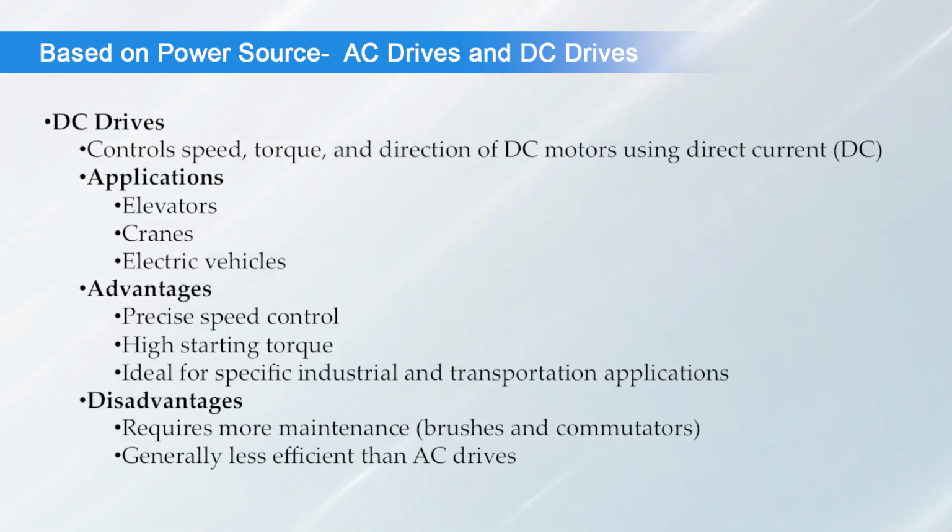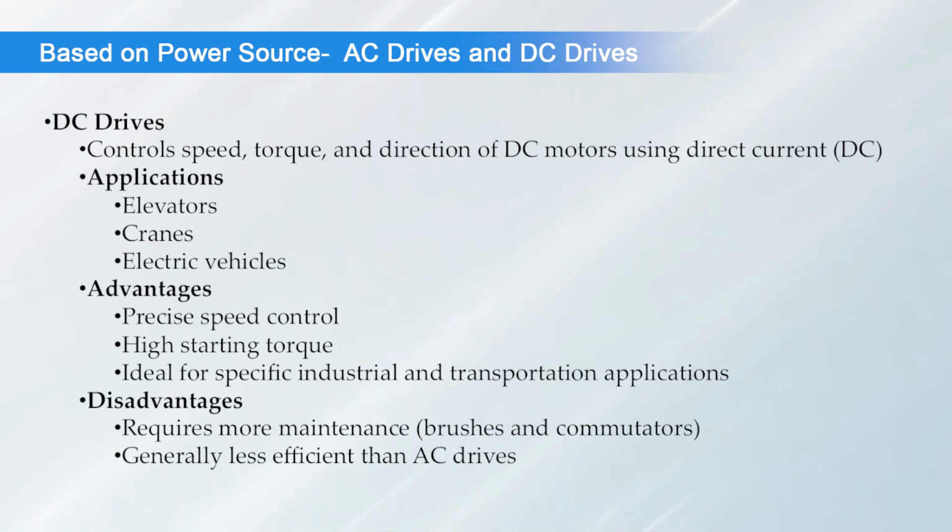Now, coming to DC drives, they are the systems that control the speed, torque and direction of DC motors using direct current. They are typically used in applications which require high starting torque and smooth speed control, such as in elevators, cranes and electric vehicles.